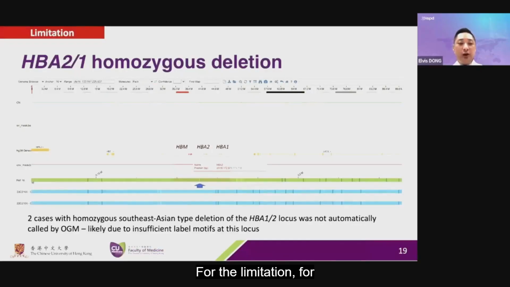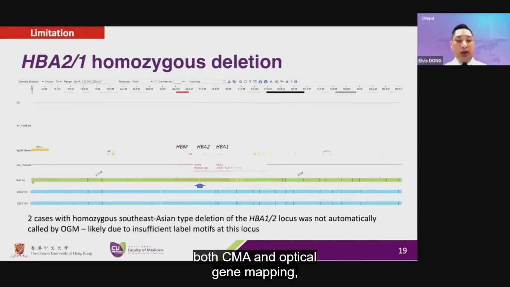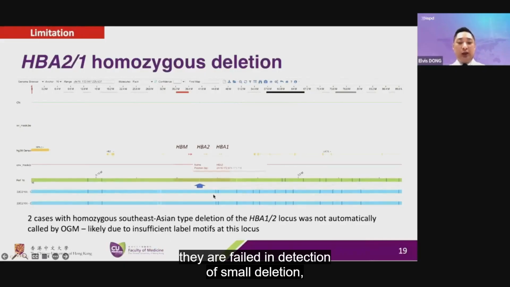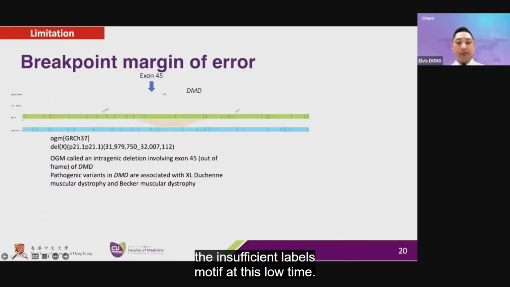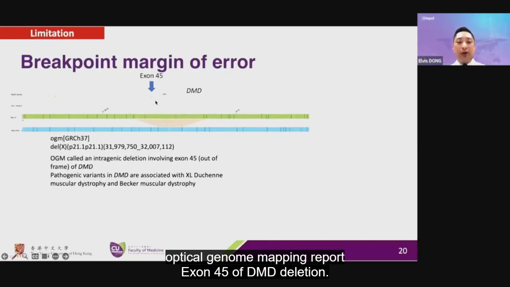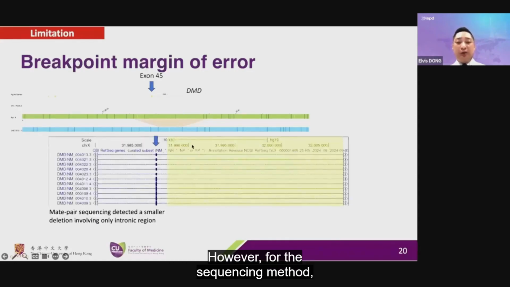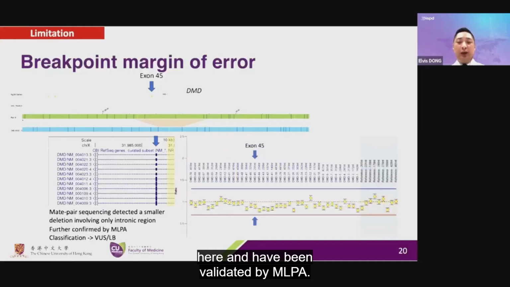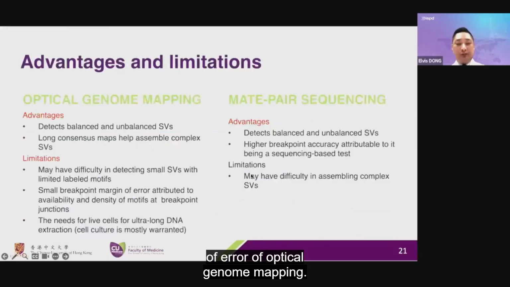As for limitations, both CMA and optical genome mapping failed in detecting small deletions, likely because of insufficient label motifs at this locus. Secondly, this is a case where optical genome mapping reported an exon 45 deletion of DMD. However, the sequencing method reported an intronic deletion, highlighted in yellow here and validated by MLPA. It demonstrates the breakpoint margin of error of optical genome mapping.